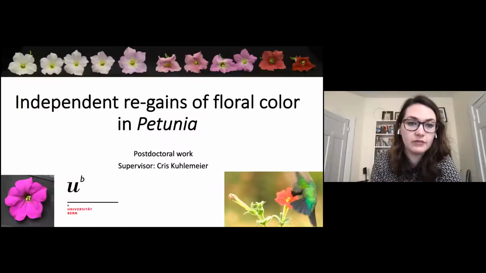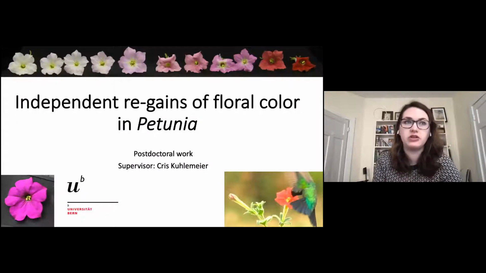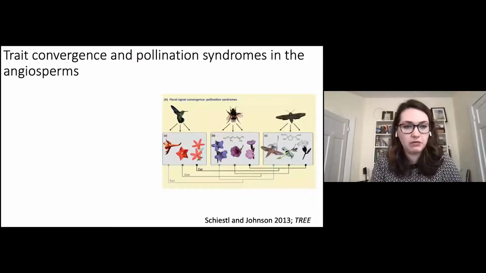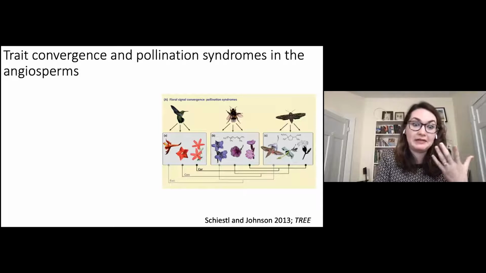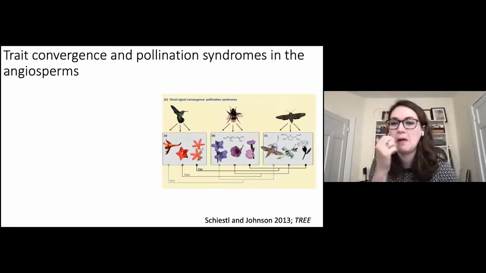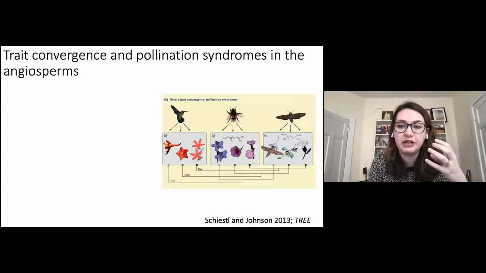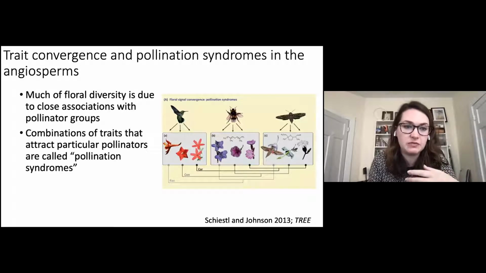Like I mentioned earlier, today I'll be talking about two independent regains of floral color in the genus Petunia. As I also said, this is my postdoctoral work that I've just finished with Chris Kuhlemeyer. We can't bring up Petunia without thinking about pollination syndrome. Just to quickly go through my definition: much of floral diversity is due to close associations with pollinator groups, and the combination of traits that attract, reward, and enable efficient pollination can be grouped by particular pollinators. Those are called pollination syndromes.